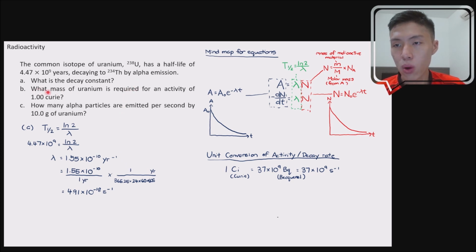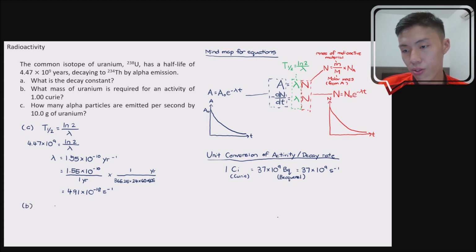Okay, next, what mass of uranium is required for an activity of 1 curie? So you are given your activity to be 1 curie, and they are interested in the mass. Mass is in this equation over here. So therefore, to relate between activity and mass, you involve one equation and two equations over here. Since we are given the activity, maybe we should start off with this equation. Because we have activity, and we have lambda from the previous question, you can calculate N. Then from N over here, you can use it to determine our mass of radioactive material. Okay, so that's the approach that we are taking.